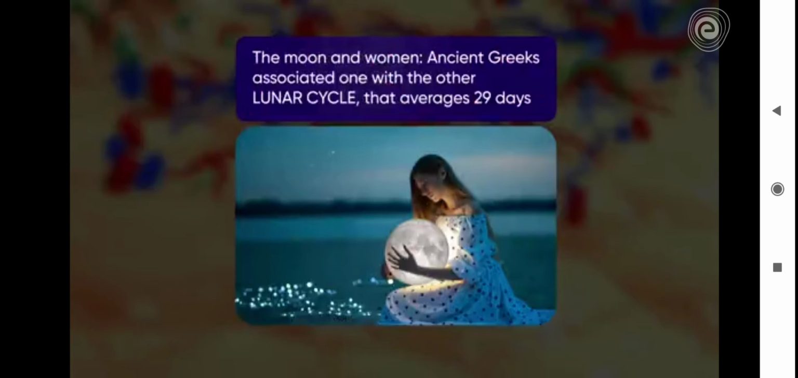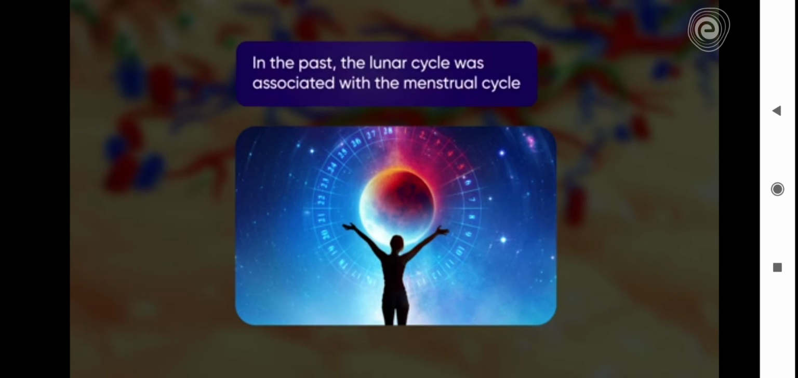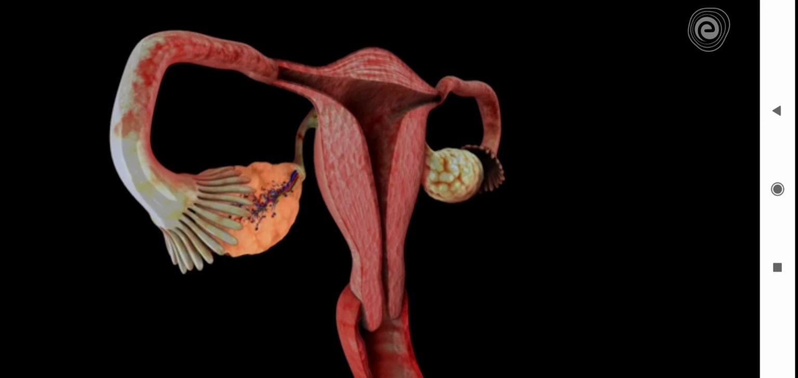The moon has usually been associated with women. Ancient Greek culture associated one with the other, and poets and writers deemed it a female entity. The reason is probably the lunar cycle, which averages 29 days, pretty much the same as the average menstrual cycle, which we will see in this video.